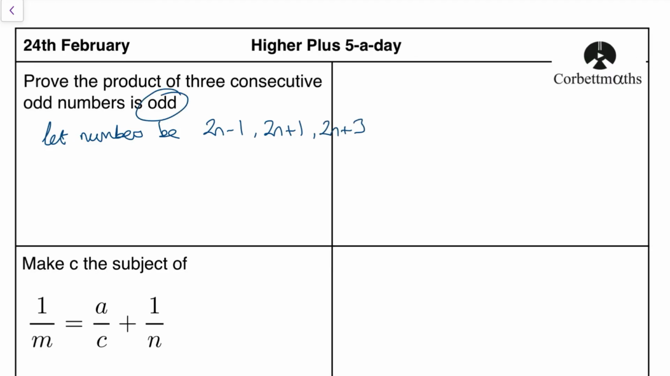Then I need to do the maths part. So the maths part tells me to prove the product. So I need to multiply these together. I think I might have said add before, but I'm multiplying these together. So it's going to be a little bit painful, but let's go with it anyway.